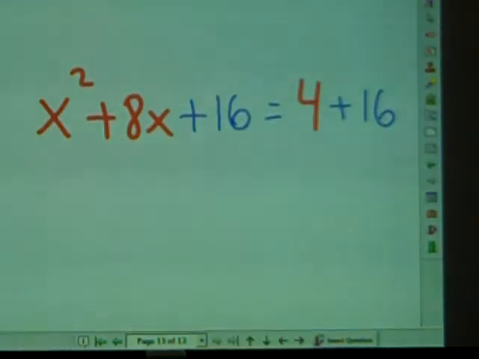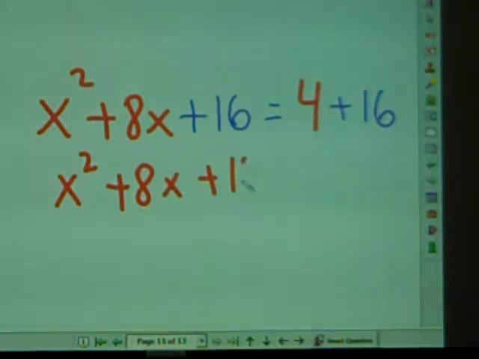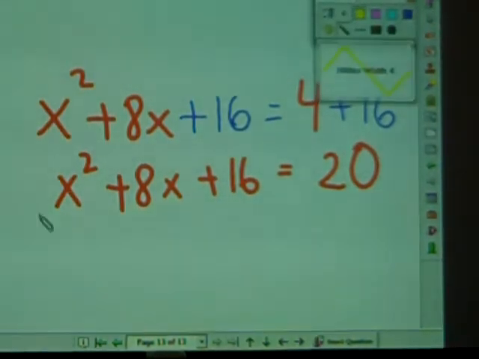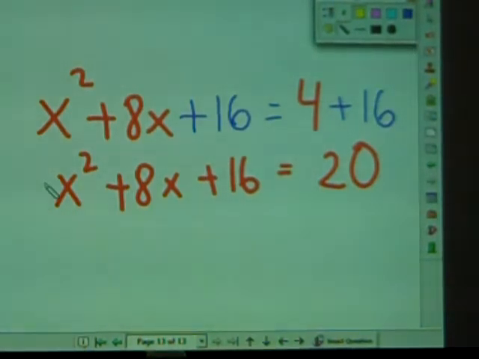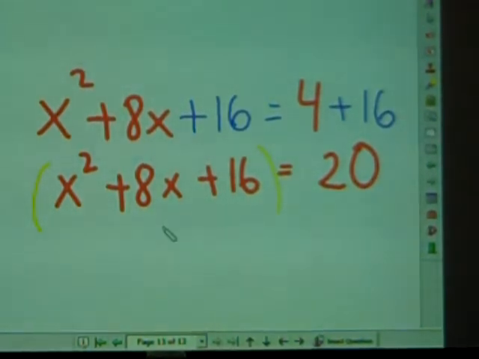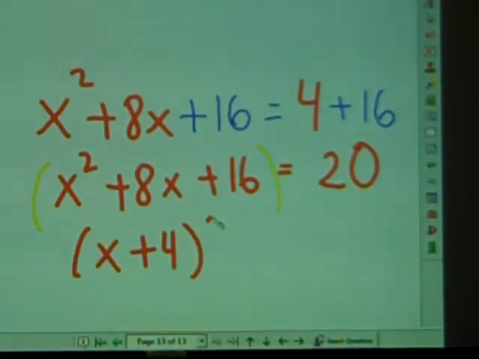Okay, so my new equation becomes x squared plus 8x plus 16 equals 20. Now on the left side you can see that I have a perfect square trinomial. What do I multiply to get 16, and when I add them, I get 8? I have x plus 4 to the second power, and it still equals 20.